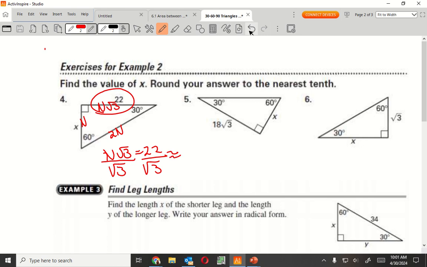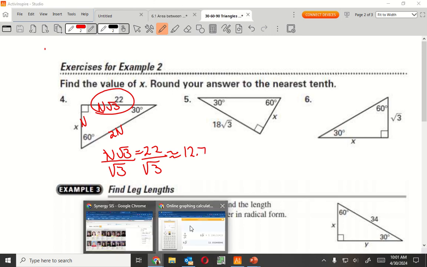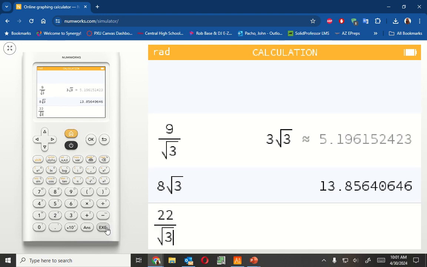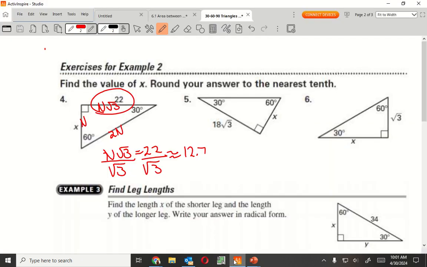12.7. Was it 12.7? This guy says 12.7. You say 12.7? He says no. 12.7? Yes? So, let's see. 22 divided by radical 3. Yep, 12.7.